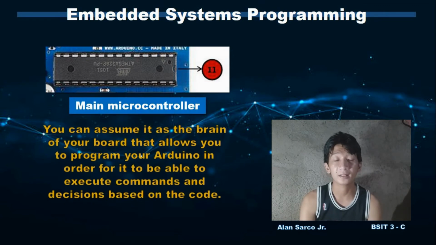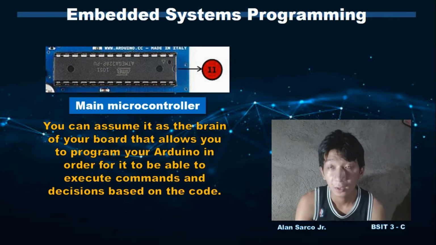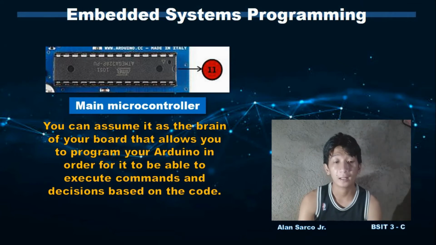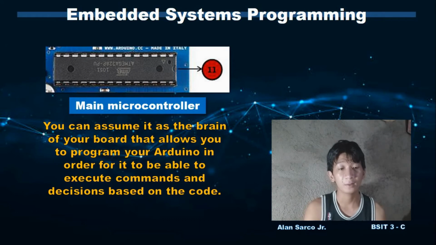Each Arduino board has its own microcontroller. As you can see in number 11, you can think of it as the brain of your board that allows you to program your Arduino so that it can execute commands or decisions based on the code you made. Just like the CPU in a computer, it is also referred to as the brain.